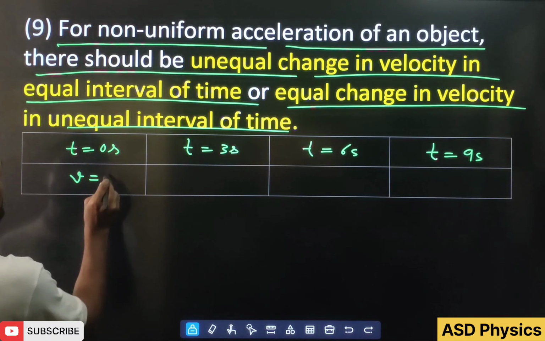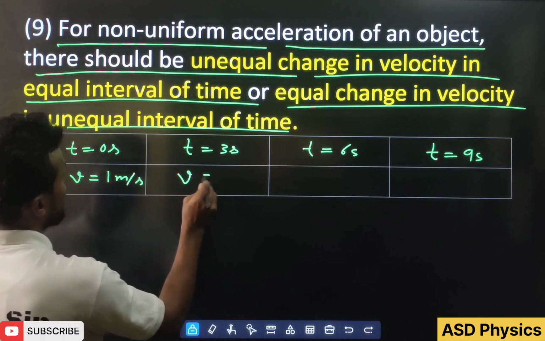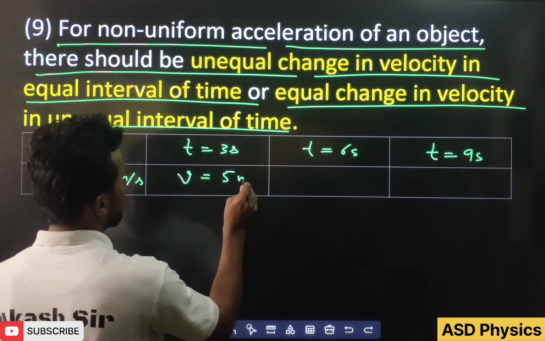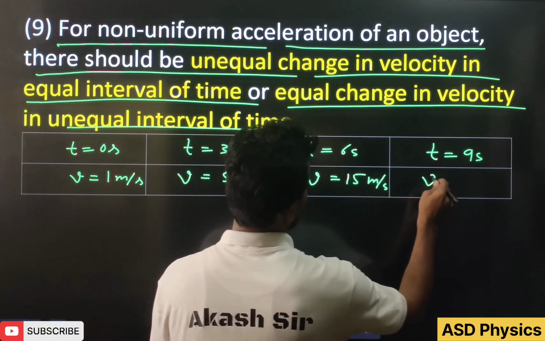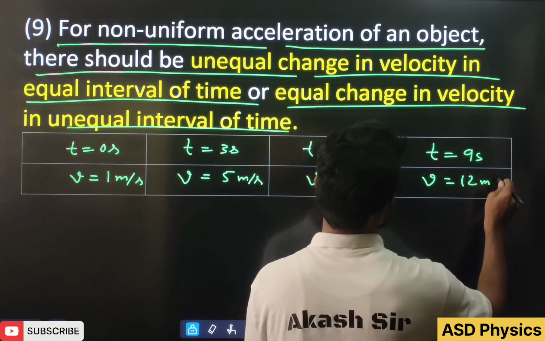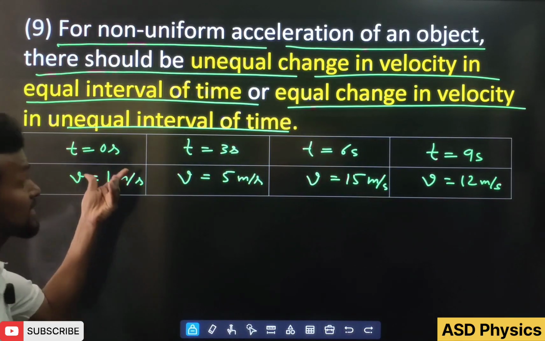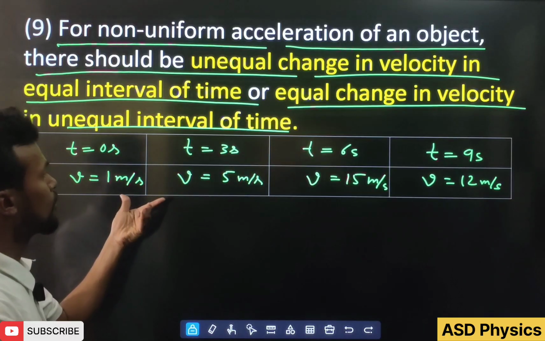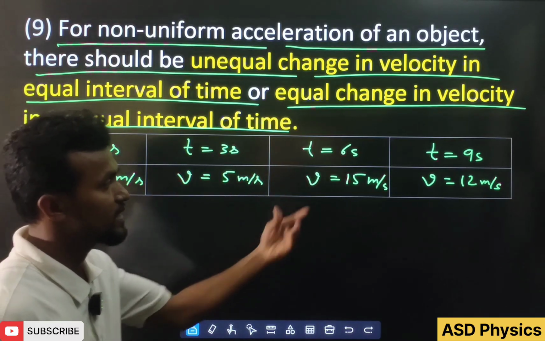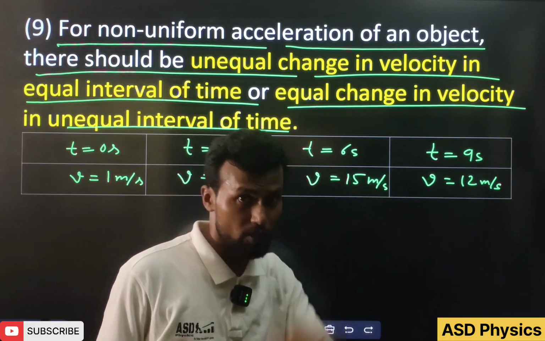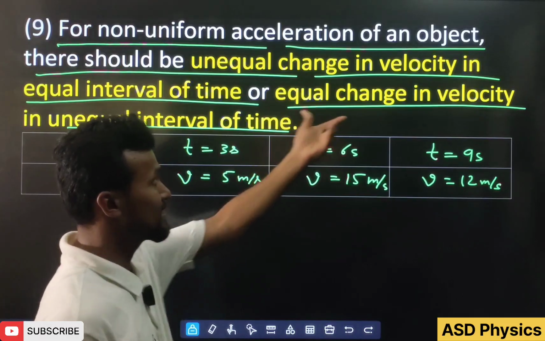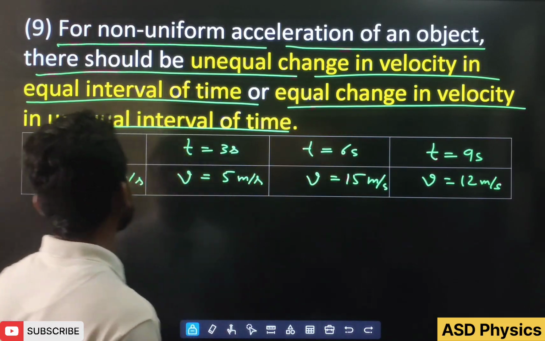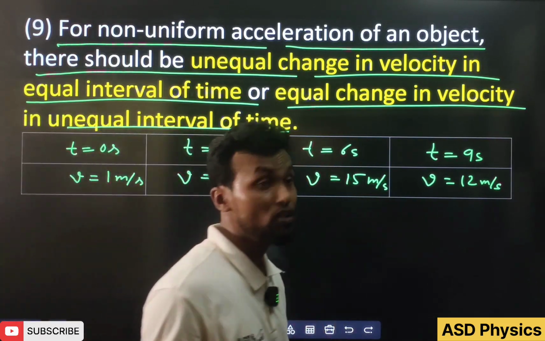And here what is this? Let's take the velocity as 1 meter per second. And later let's take the velocity has become, for example, 5 meter per second. Then the velocity has become, let's take, 15 meter per second. And let's take the velocity has become 12 meter per second. Like this here. So here the time interval is 3, 3, 3. But here the change 1 to 5 is 4, 5 to 15 is 10, 15 to 12 is again 3. But the velocity has reduced. So this is called, students, non-uniform acceleration. Remember that here. The second thing also, remember that equal change in velocity in unequal intervals of time is also non-uniform acceleration.